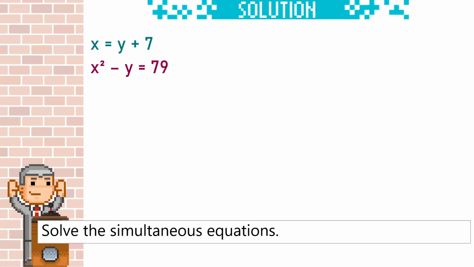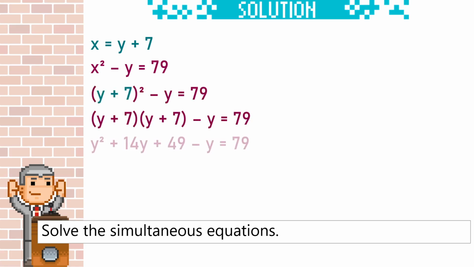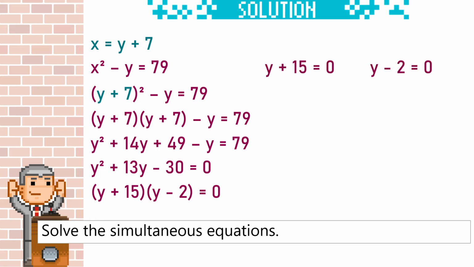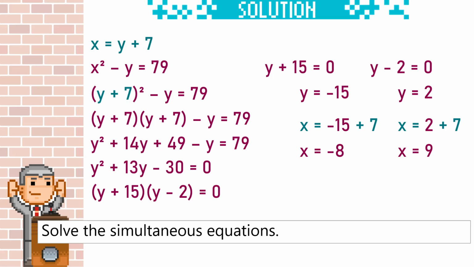In this question, we need to substitute the y plus 7 into the quadratic. We can then expand the brackets and form a quadratic equation. We can then solve the quadratic equation and then substitute the y values into our first equation to find the corresponding x values. Quadratic simultaneous equations will normally have two pairs of solutions.